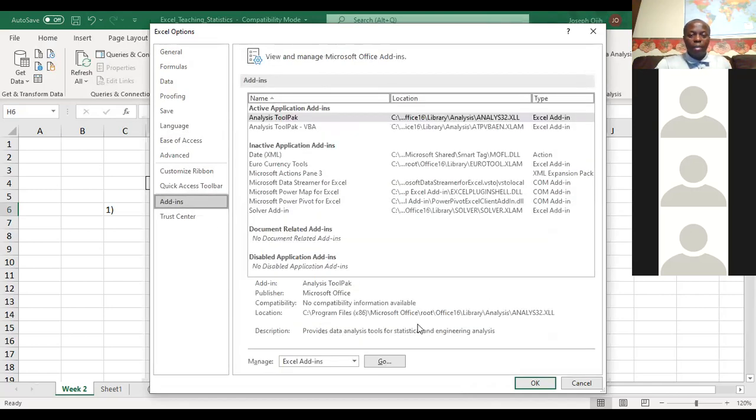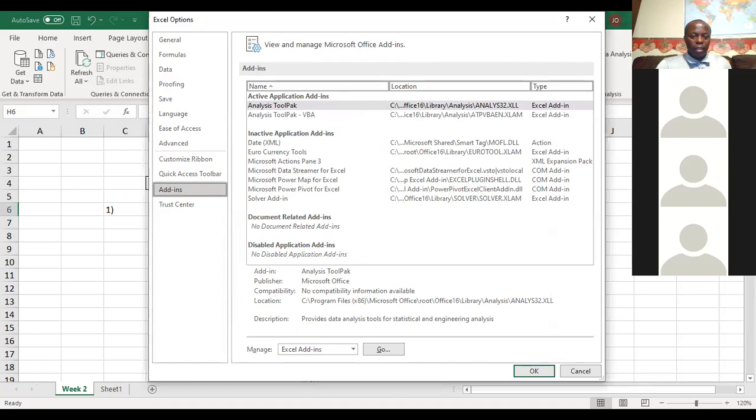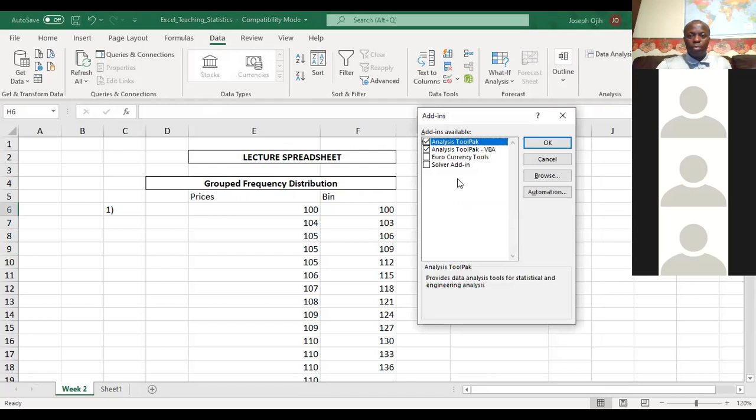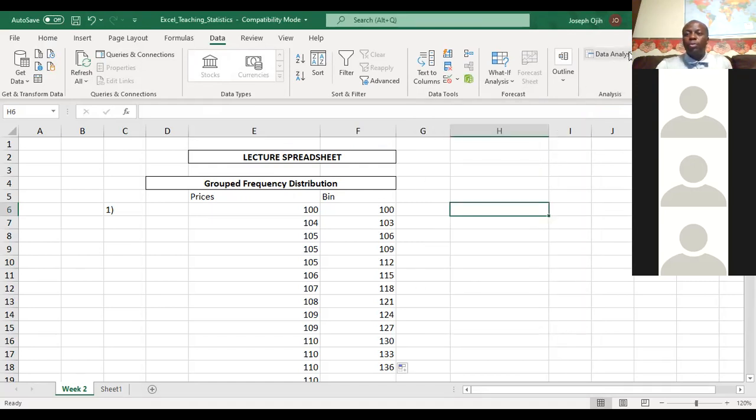Once you click on Add-ins, something is blocking it here, so I'm going to move it up. Once you click on Add-ins, then click on Go. It will bring up this dialog box. You can see what you have, Analysis ToolPak. You check it and then check the second one. Mine is already checked, that's why it's showing here. Once you finish checking, click OK. Then you can see that this will show up in your Excel, and that's what you need for data analysis.